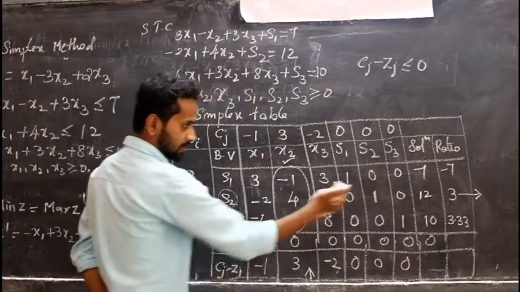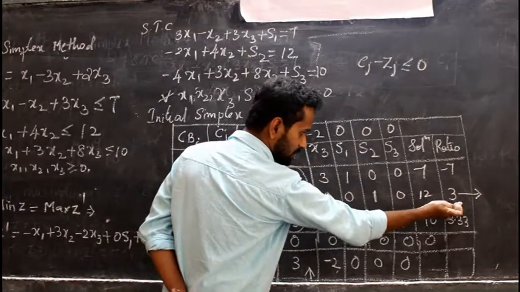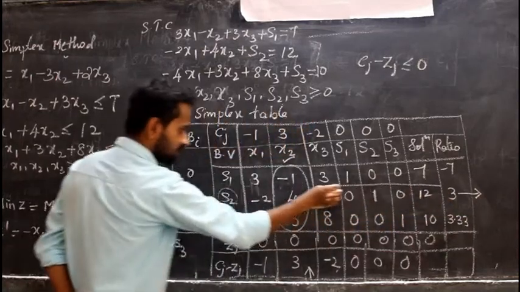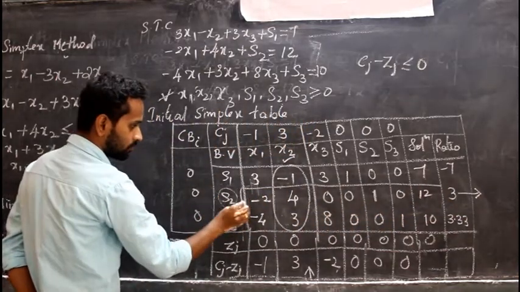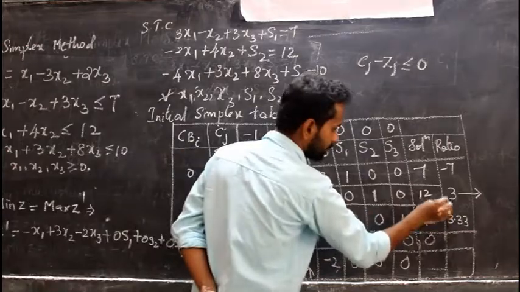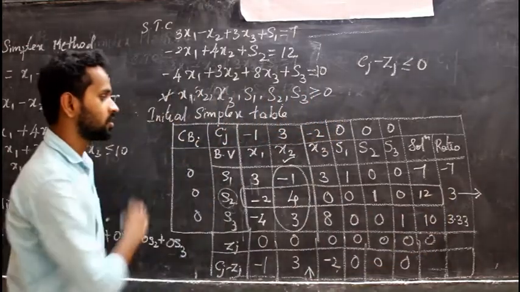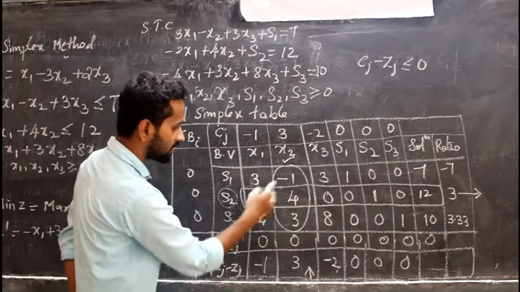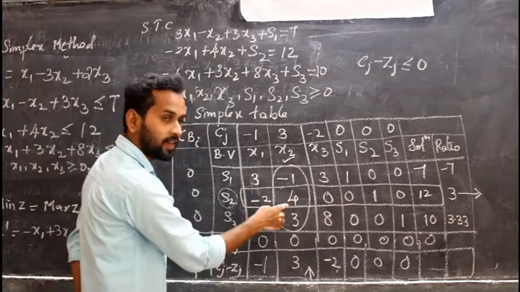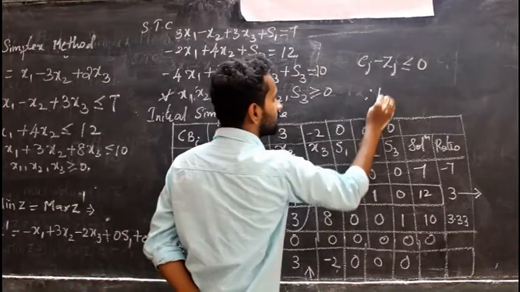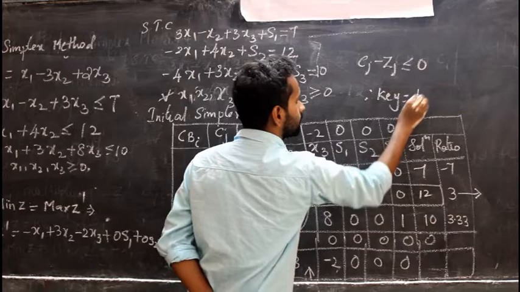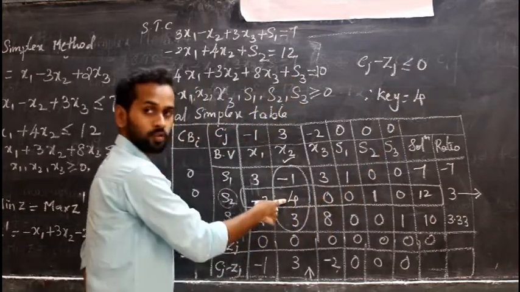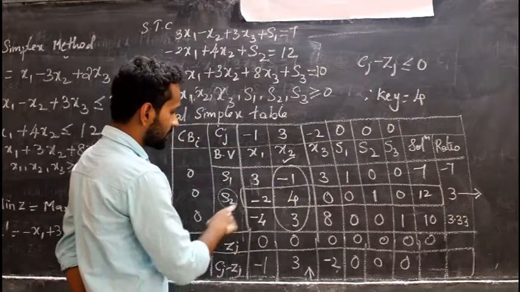Here we know that the leaving variable, that is the minimum ratio row, comes as the key row. Is it clear? This is the key row. The intersection of key row and key column, the value is called the key value. Therefore, here the key value is 4. Using key value 4, I need to divide the entire key row.